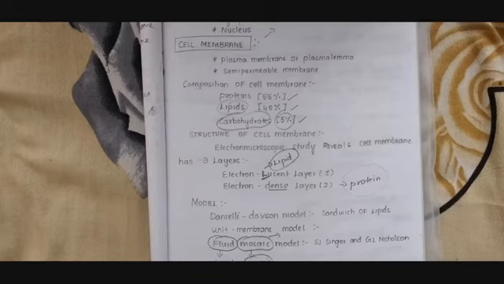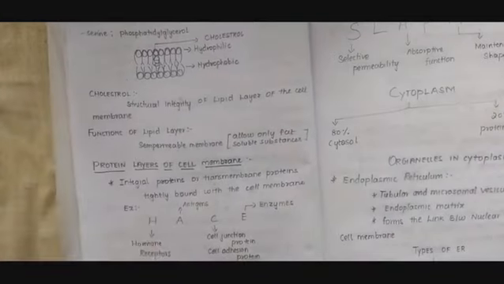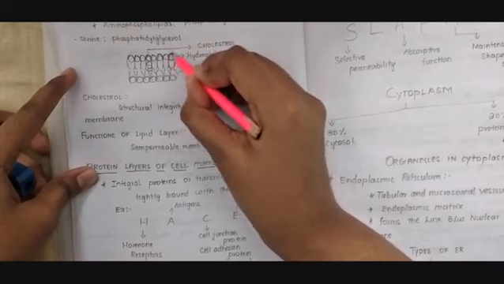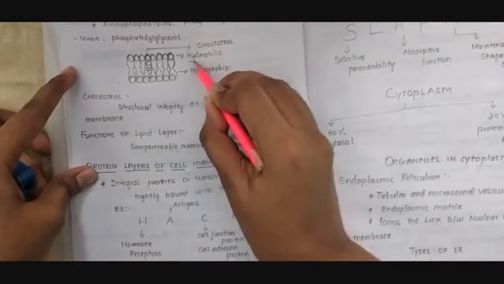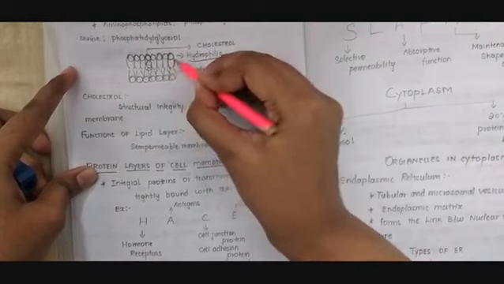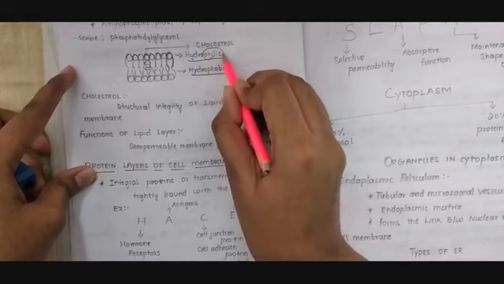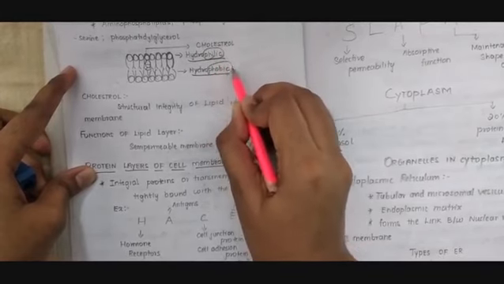Now let us discuss the lipid, carbohydrate and protein layers of the cell membrane in detail. Under lipid, we'll discuss two important things. First one is phospholipid and second one is cholesterol. This diagram shows the phospholipid. This phospholipid has a head part and a tail part. The head part is hydrophilic in nature, whereas the tail part is hydrophobic in nature. Philic means it loves water, whereas phobic means it hates water.